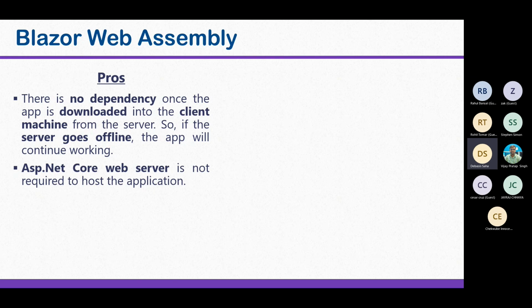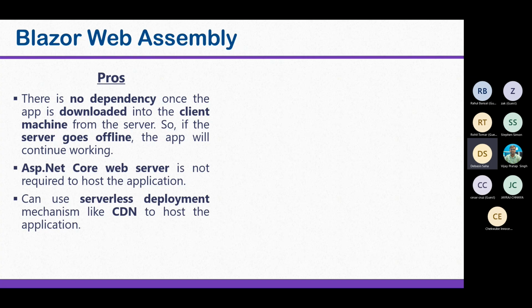As it is not dependent on ASP.NET Core or the server side, an ASP.NET Core web server is not mandatorily required to host the application. We can host the applications in any type of CDN-based serverless deployment mechanism. You can upload the application to a particular CDN or any type of static hosting, and it can be downloaded on our local machines, and we can directly use the application. By using Blazor WebAssembly, we can easily convert our web applications into progressive web apps, so that the applications can act as an app on our computers as well.